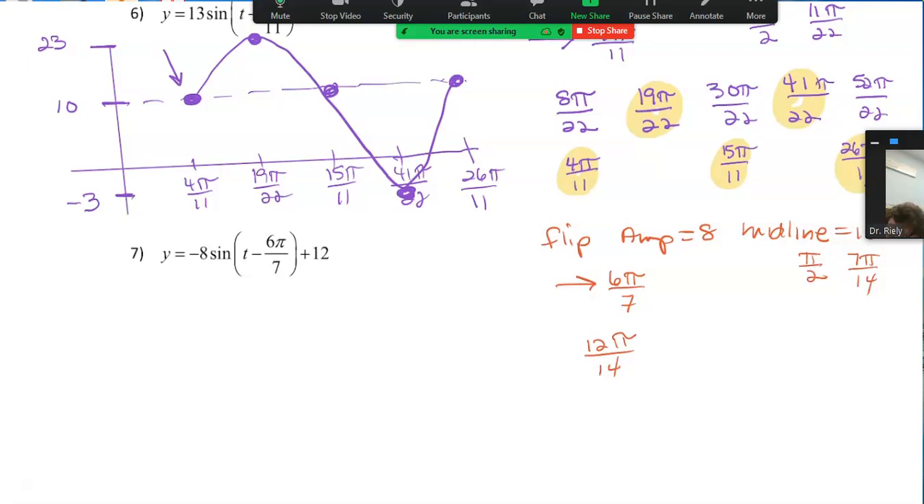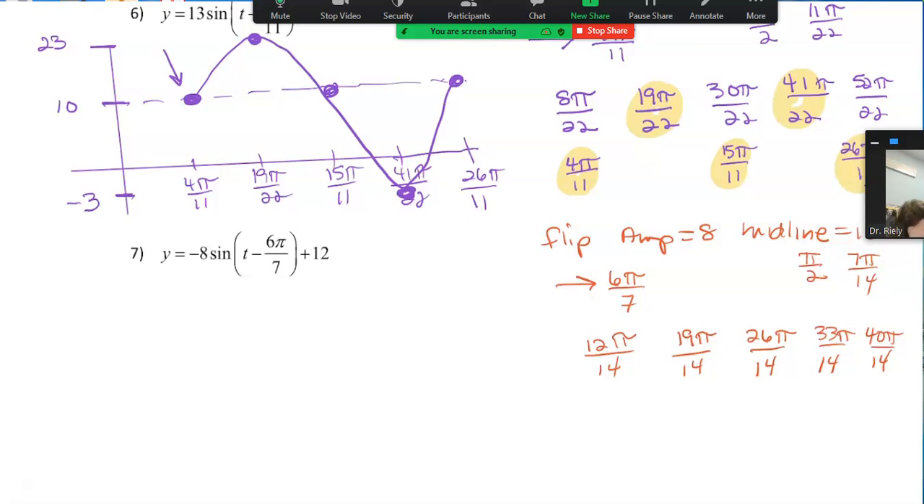So add 7 pi over 14 to each of these. That becomes 19 pi over 14. Another 7 becomes what? 26 pi over 14. Another 7 is 33 pi over 14. And another 7 is 40 pi over 14.